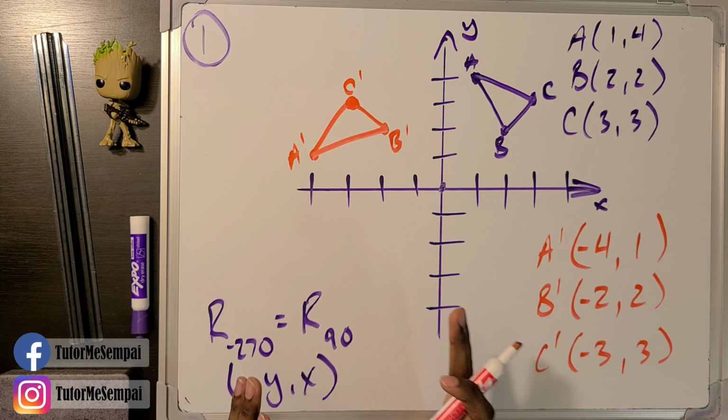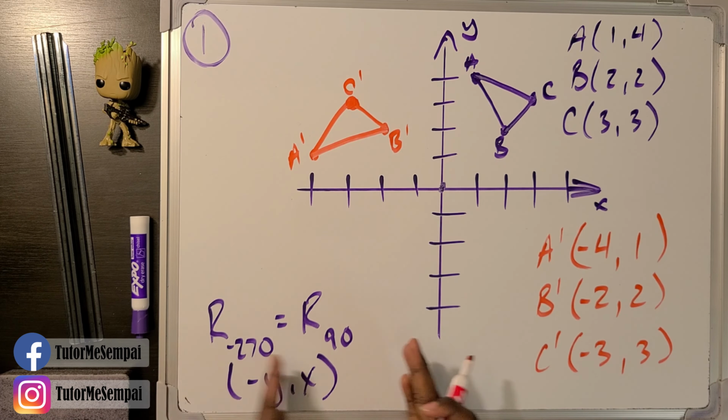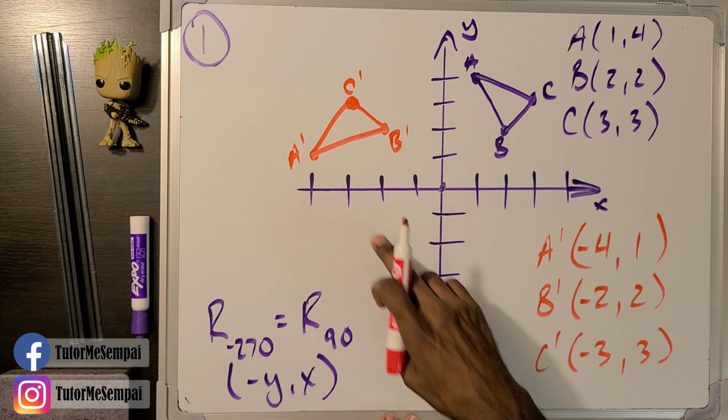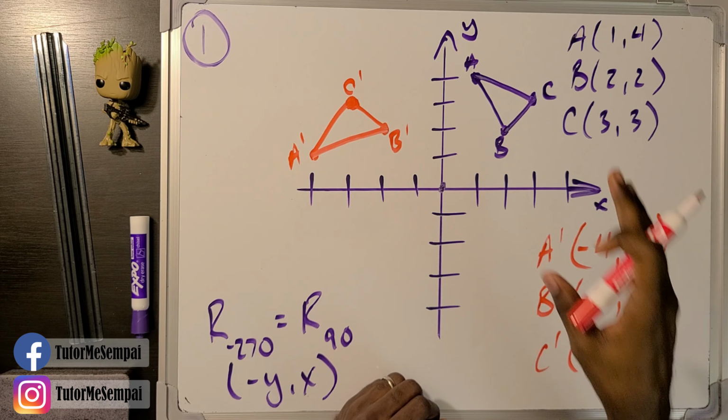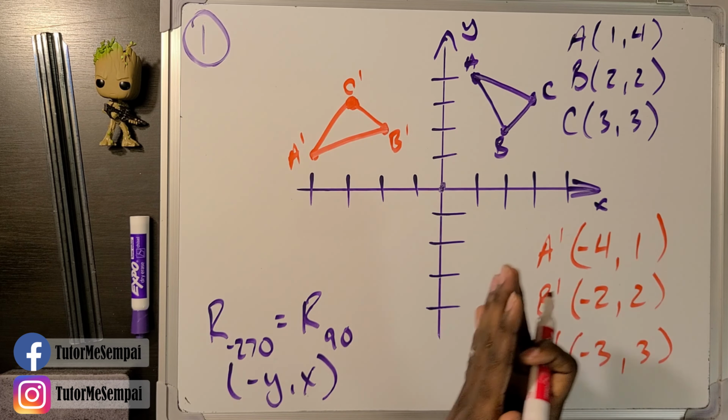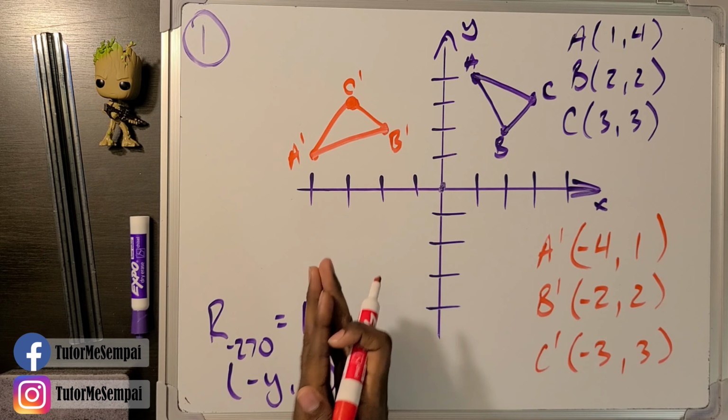However, they give us the same figure. This is how you apply not only our equivalencies, but our shortcut to easily rotate a figure about the origin. So now that we talked about how to rotate this figure about the origin, let's talk about what we need to do if we want to rotate this figure about a point other than the origin.